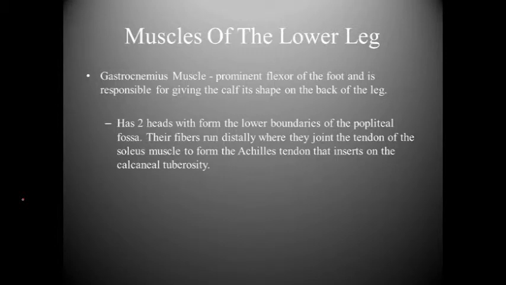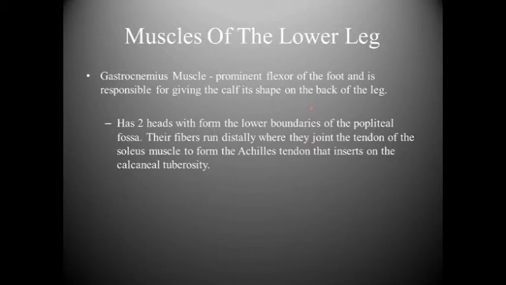So that brings us to the gastrocnemius muscle, which is a prominent flexor of the foot, and it's responsible for giving the calf its shape on the back of the leg. It has two heads, which basically form the lower boundaries of the popliteal fossa.